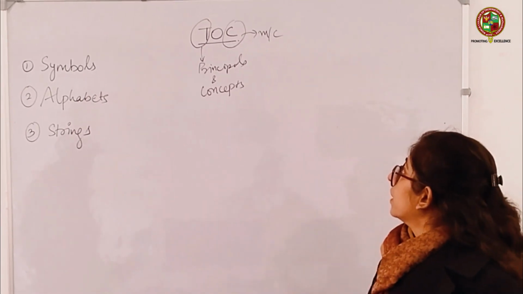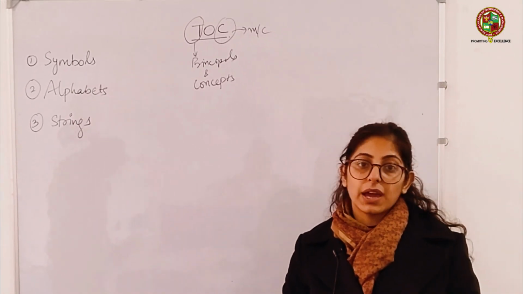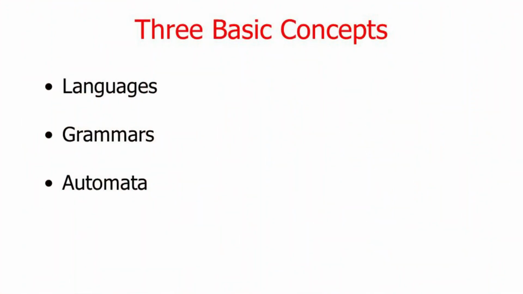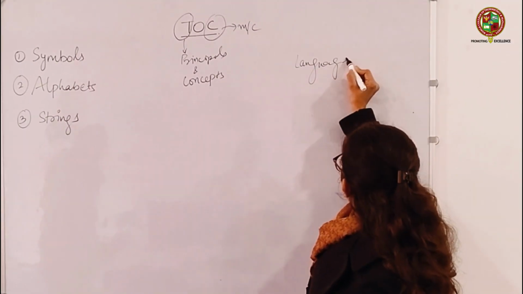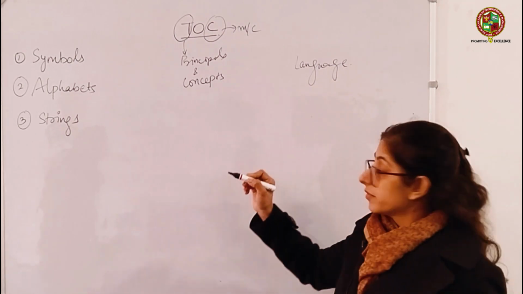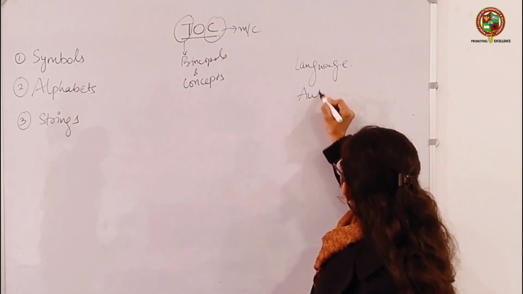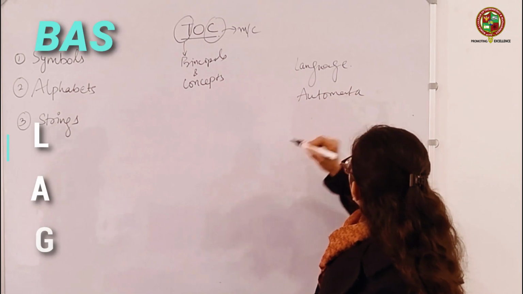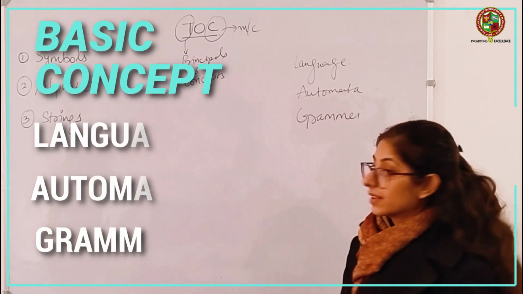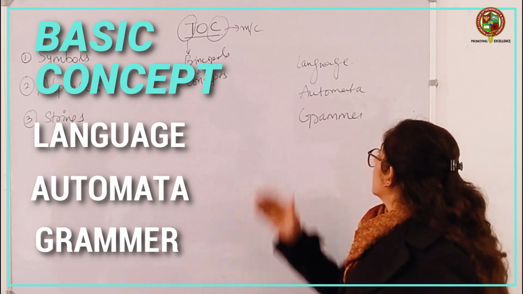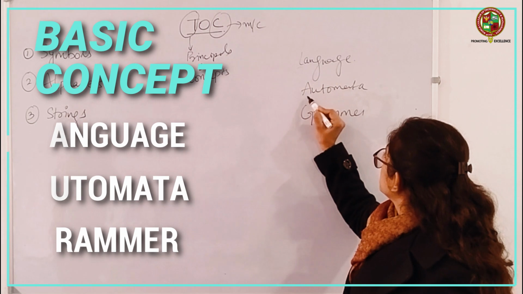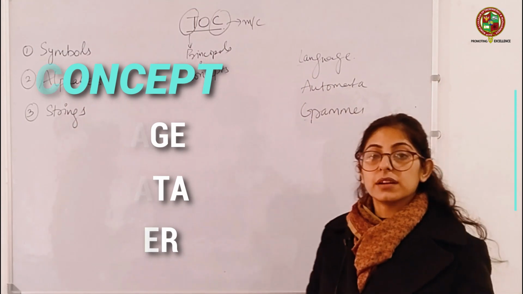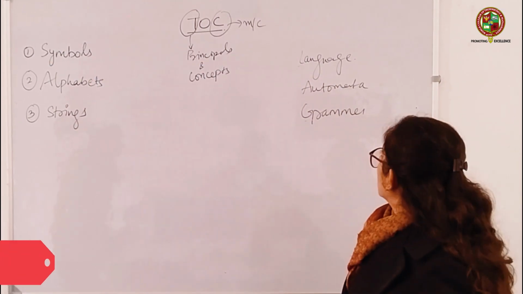Okay. So, in theory of computation, we have three main stages, or we can say the pillars of computation. The very first pillar is the language. Then we have the automata and grammar. These are the three main pillars: language, automata and grammar. We also call them LAG. First, let's discuss the language.